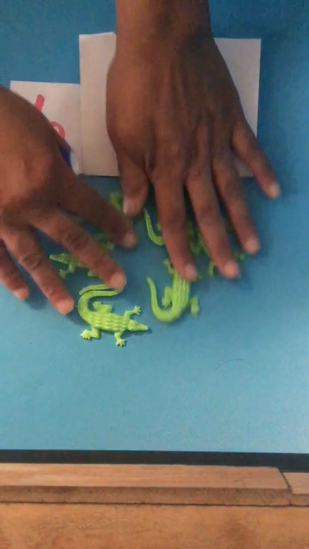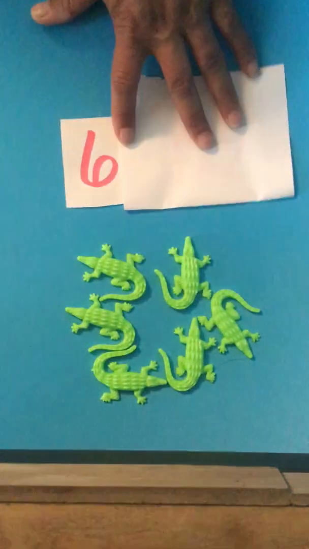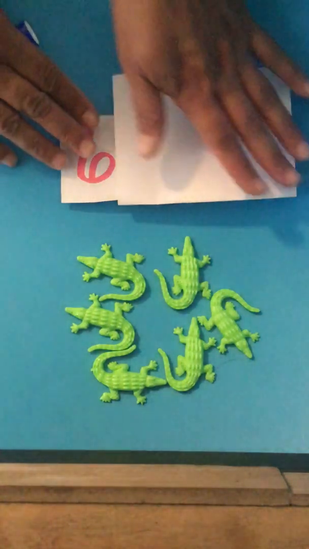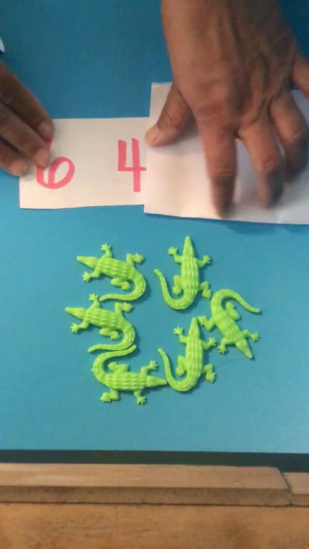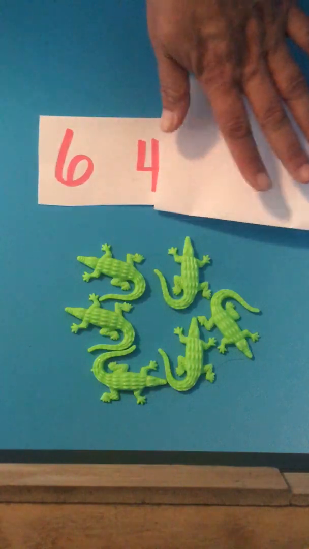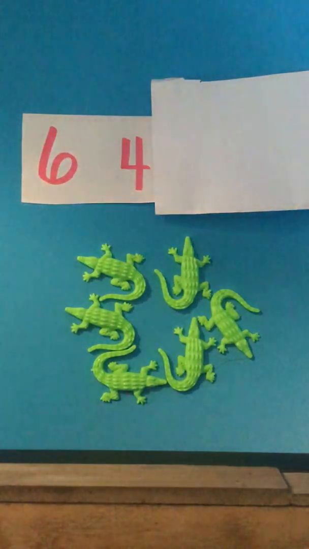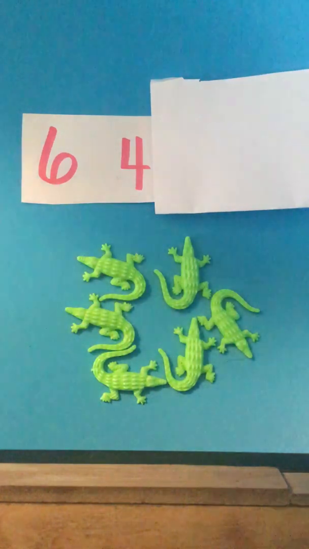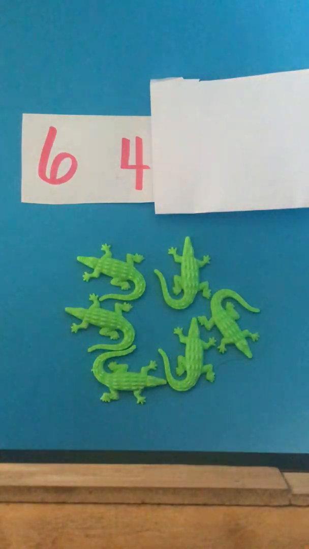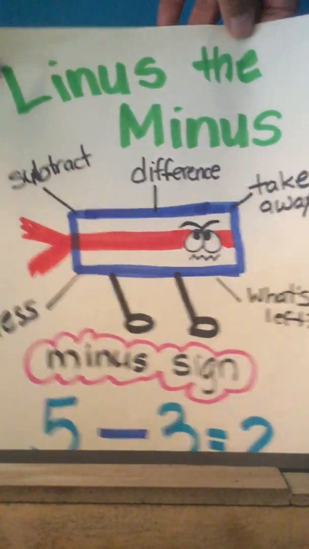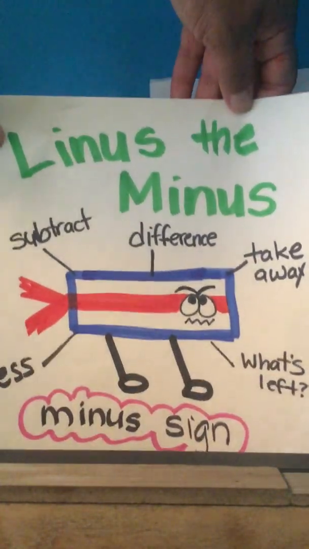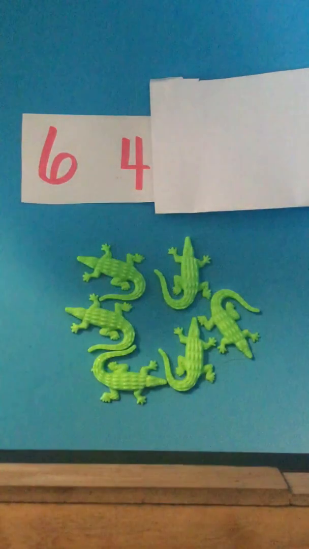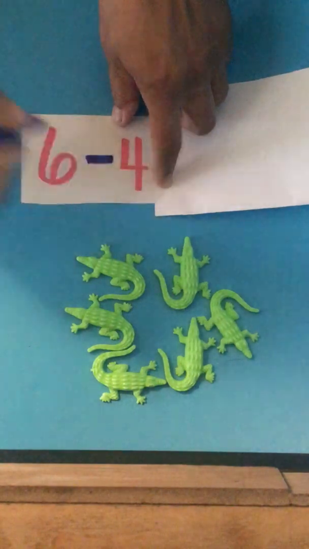How many did I have? Let me move them down here. How many did I have at the beginning? 6. How many went away? 4. Boys and girls, what sign do I use that shows take away or less? What's the sign? Yes, you remember the minus sign. Linus the Minus. He likes to take away. So let me do my minus sign.